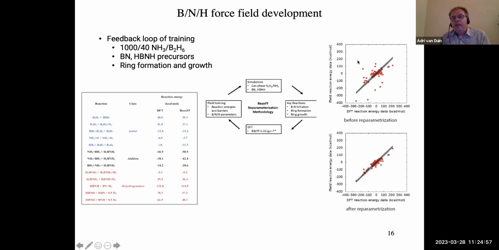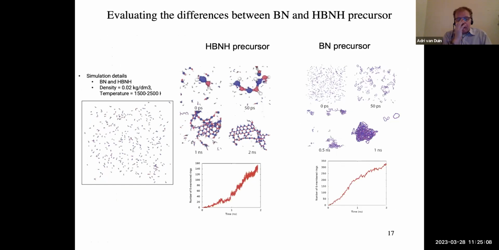So we can train these things, with a couple of very significant outliers. After training, we see a reasonably good agreement between the DFT reaction energy data and ReaxFF. And so we are ready to actually use this force field, and we can do these types of simulations. These are actually pretty cheap simulations. This takes typically only a couple of hours on a couple of processors.